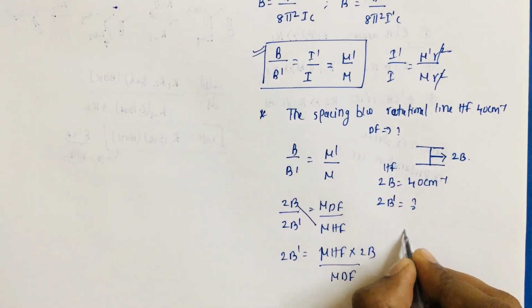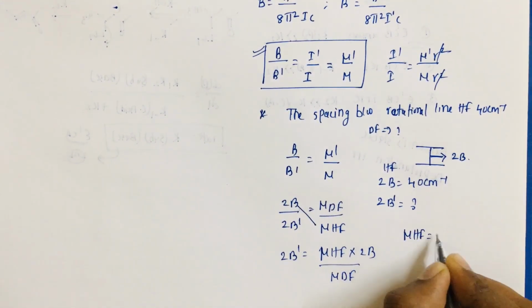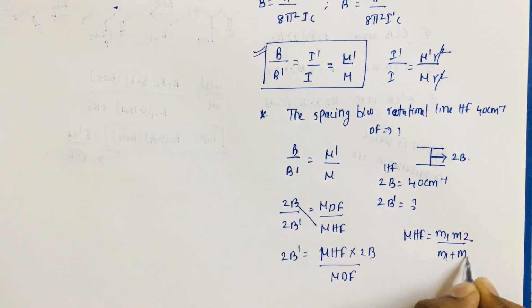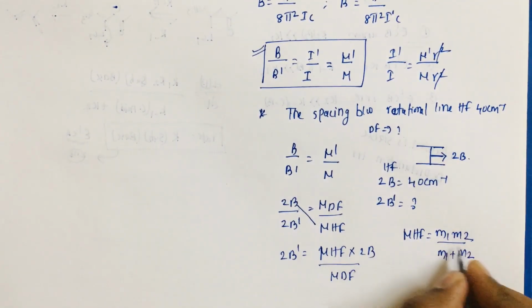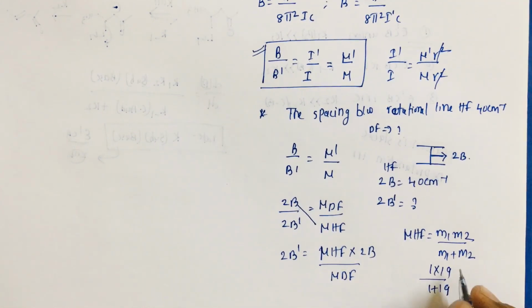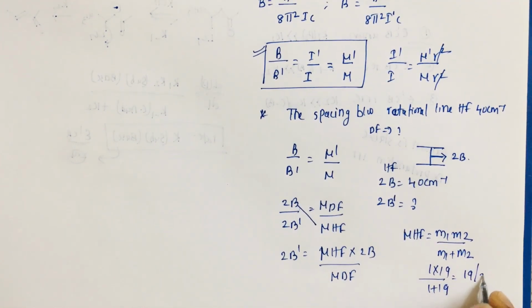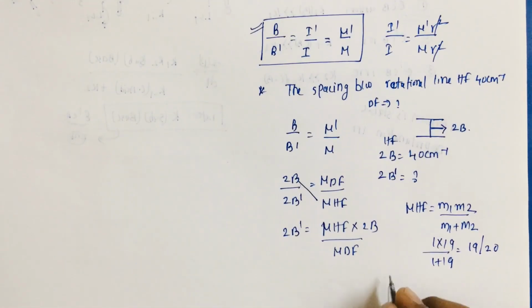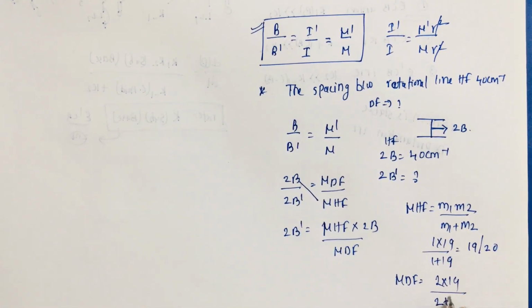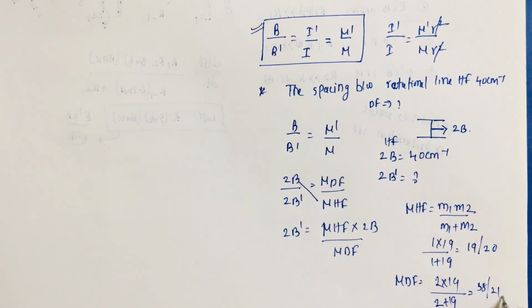And after that we have to identify nu HF. This will be M1 M2 by M1 plus M2. So M1 will be hydrogen, M2 will be fluorine. So this will be 1 into 19 by 1 plus 19. This comes out to be 19 by 20. And for DF, nu DF equals 2 into 19 by 2 plus 19. This comes out to be 38 by 21.